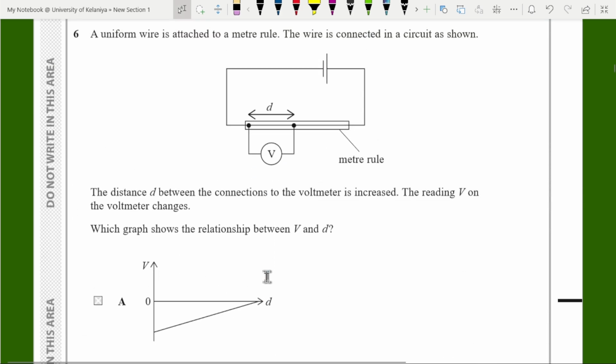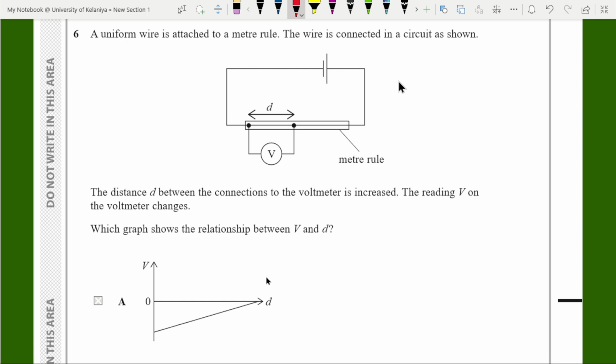Sixth one: a uniform wire is attached to a meter rule. The wire is connected in a circuit as shown. The distance D between the connections to the voltmeter is increased. What are we increasing? The distance D, right? The reading V on the voltmeter changes. Now they're asking for the relationship between V and D.